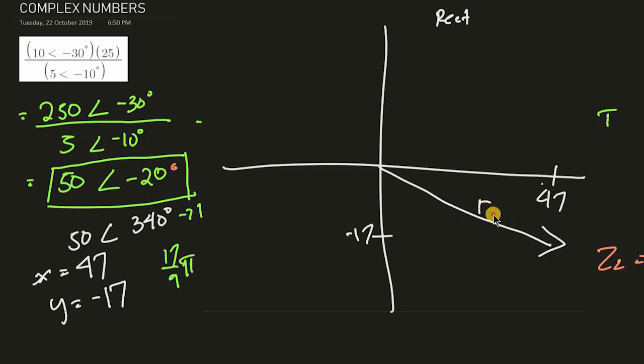This is our R. The value of our R is 50. The value of our angle here is 340 degrees. Basically, the graph will only look like that. Alright?